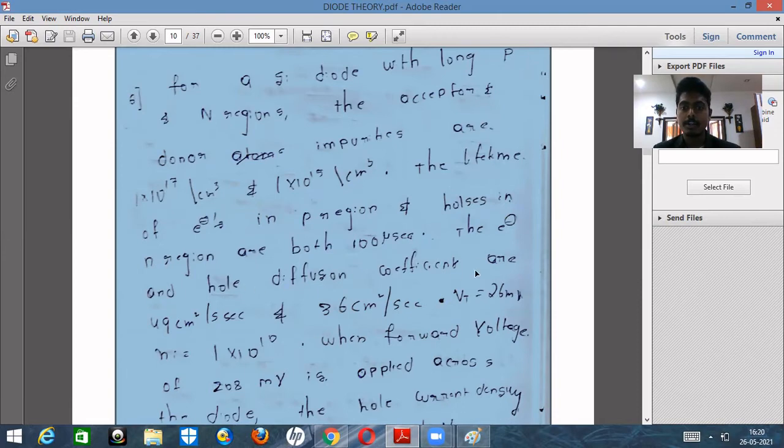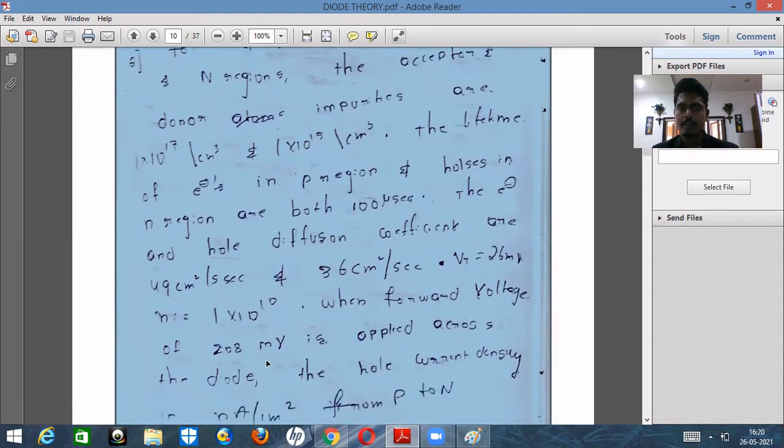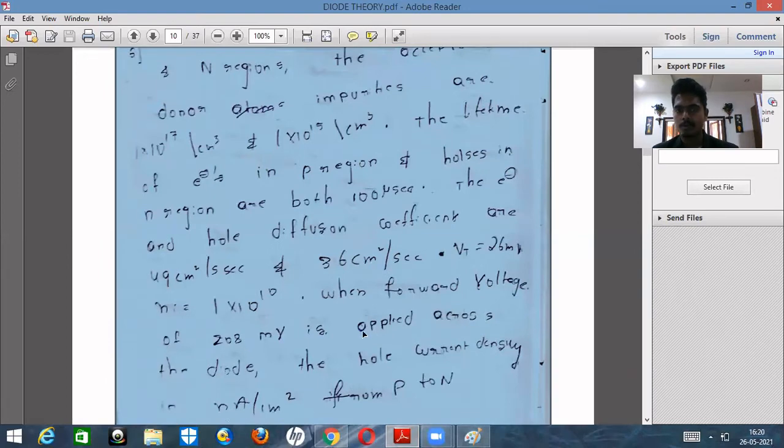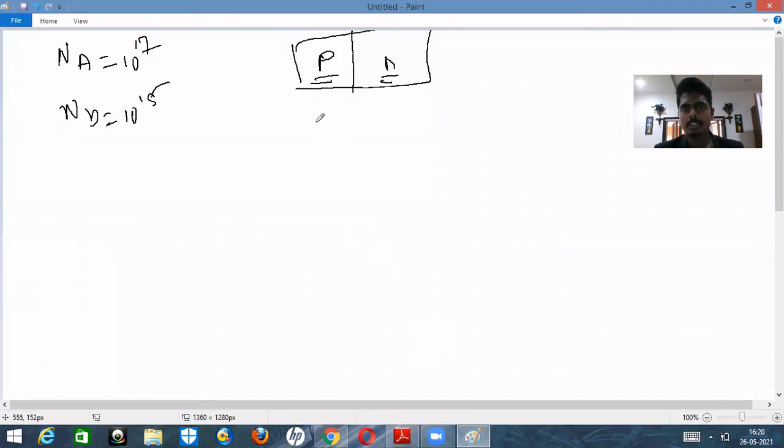The electron and hole diffusion coefficients, that is dn and dp, are given as 49 and 36. Vt is equal to 26 millivolts and ni is 1 into 10 power 10. When a forward voltage of 0.208 volts is applied across the diode, the hole current density from P to N is dash. Simply they are asking for the hole current density from P to N.